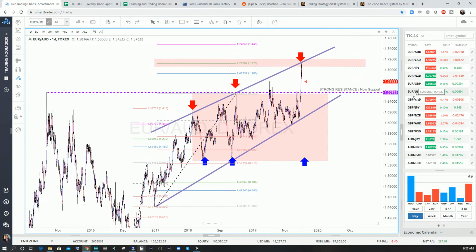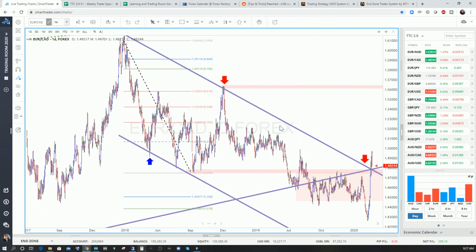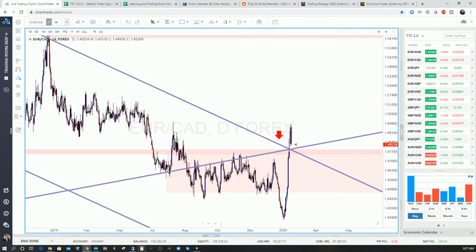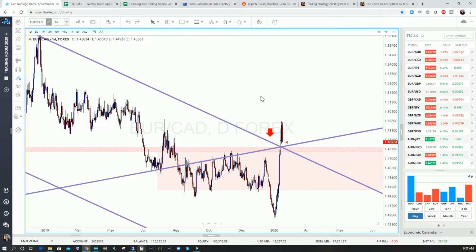So let's go to the Euro CAD. And here is the Euro CAD. And Euro CAD broke out of the trend line. Now, traders, this is the deal. All right, we've got to check this thing out.